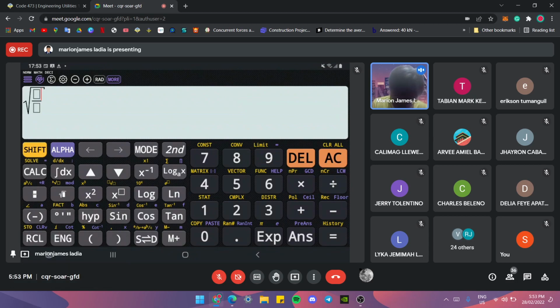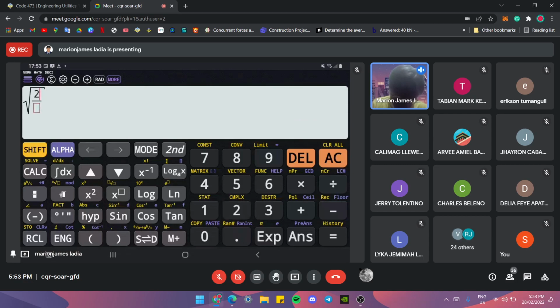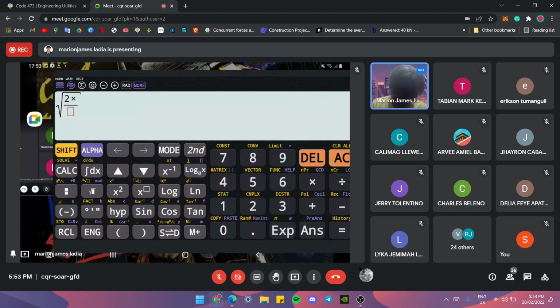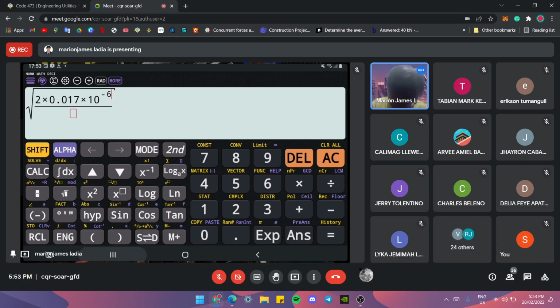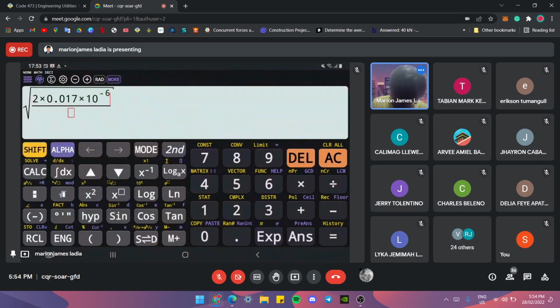Okay? Square root of 2 multiplied by yung current to, multiplied by yung ating 0.017 multiplied by 10 raised to negative 6, multiplied by, syempre, yung 6 natin which is the length, multiplied by 6.